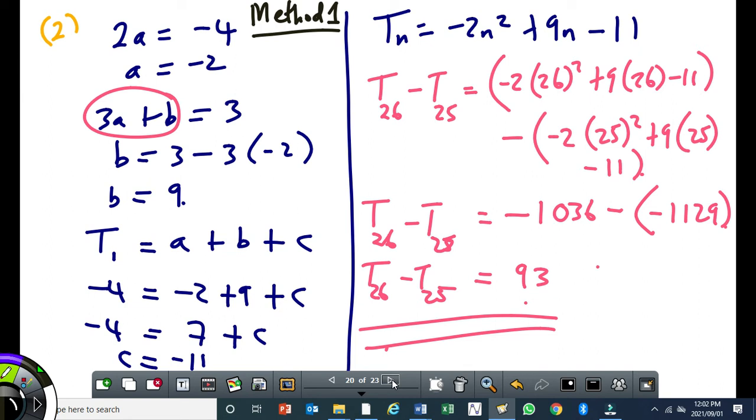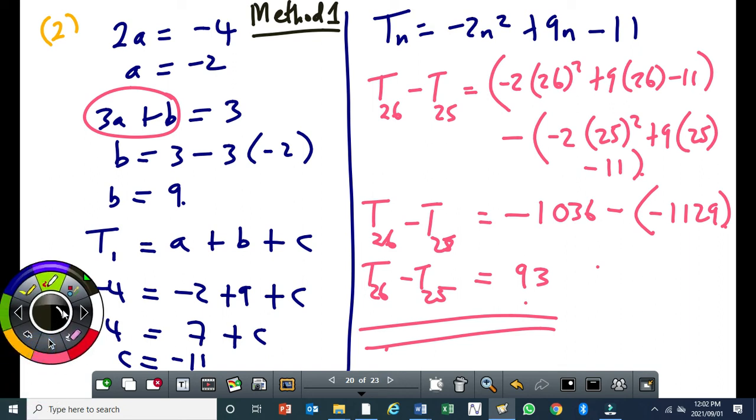So listen here. What that means, I suspect, can I have your attention? This minus 1036 is supposed to be the one for T25. And this minus 1129 is supposed to be the one for T26. My bad, I'm sorry. So that's the answer. Let's correct it. I'll tell you how I figured that out.